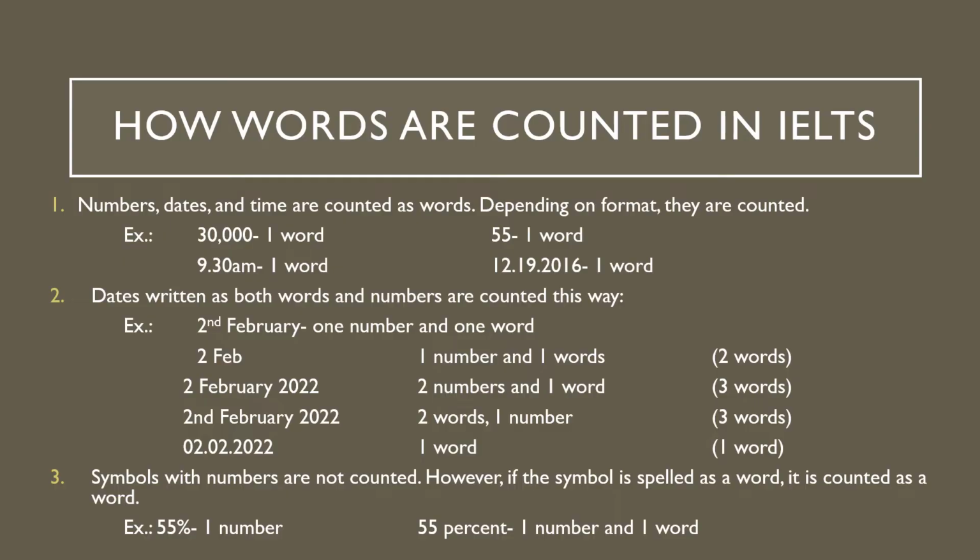3 words. Please take note that in this course, I would like you to use the format that can be counted as one, just like the example on this slide, which is December 19, 2016, which is written as 12 period 19 period 2016. Third, symbols with numbers are not counted. However, if the symbol is spelled as a word, then it is counted as one word.